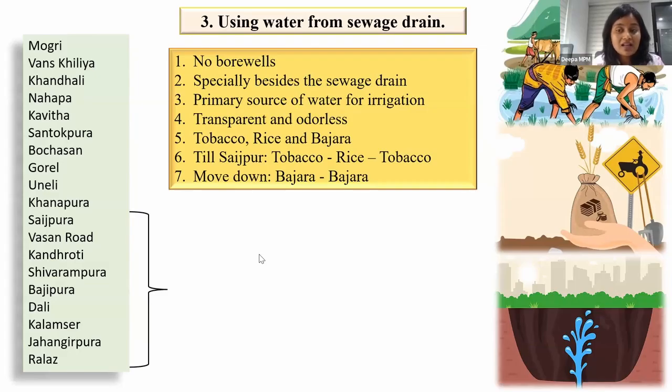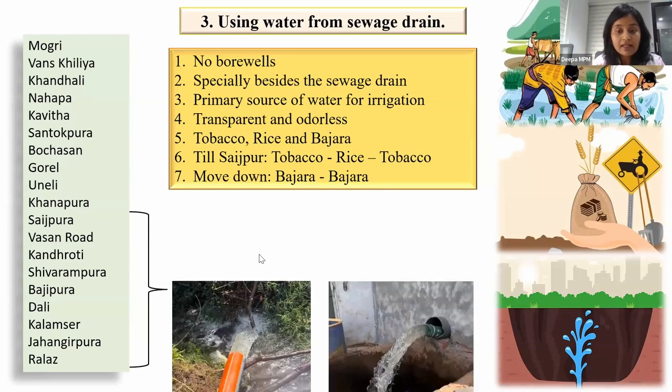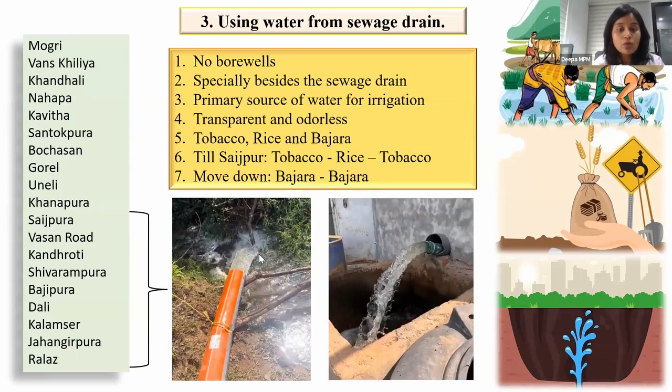Later, when I looked at the pumped water, you can see in the images it looked transparent, and for me it was odorless over there. These farmers were growing tobacco, rice and bajra, according to the seasons, using this water.